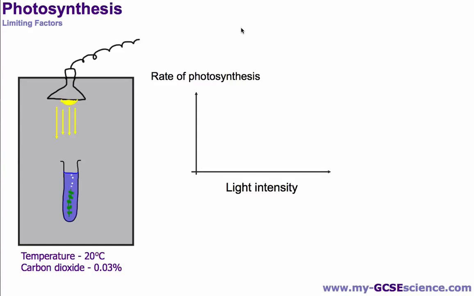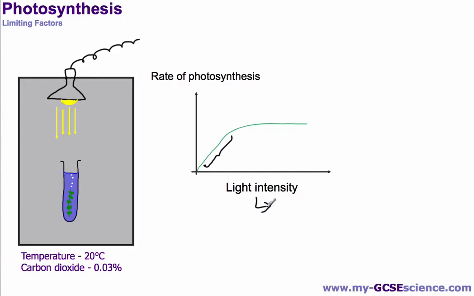If we were to look at the graph, we would see that as we increase the light intensity, the rate of photosynthesis increases. There will come a point, however, that no matter how much more you increase the light intensity, the rate of photosynthesis won't go any further. So for this region here, we are still increasing light intensity, but the rate of photosynthesis is not getting any higher. For this region of the graph here, we can see that increasing light intensity does have an impact on the rate of photosynthesis.